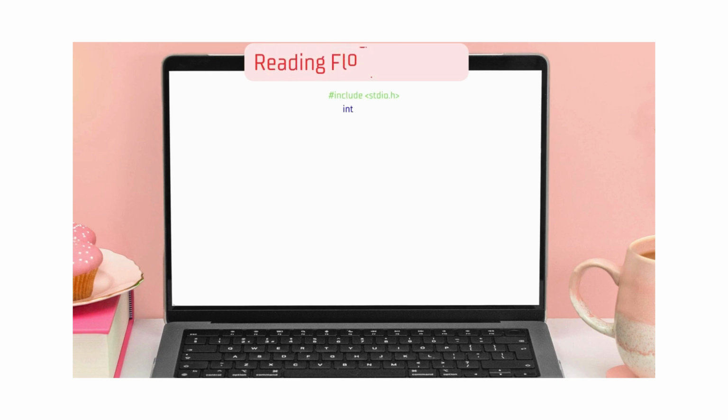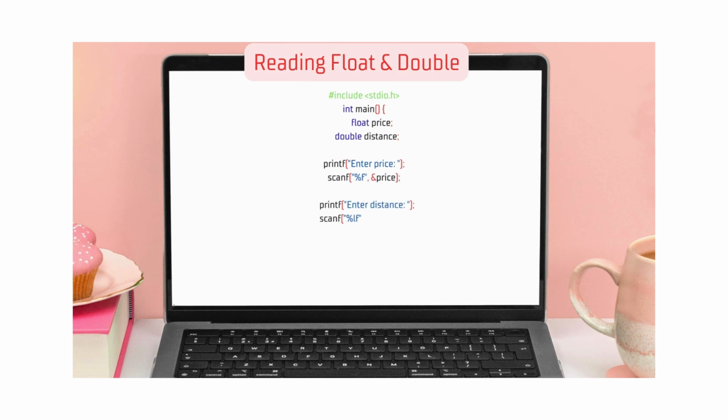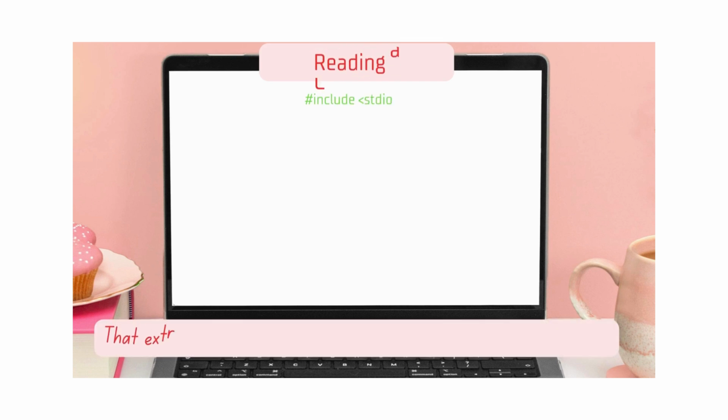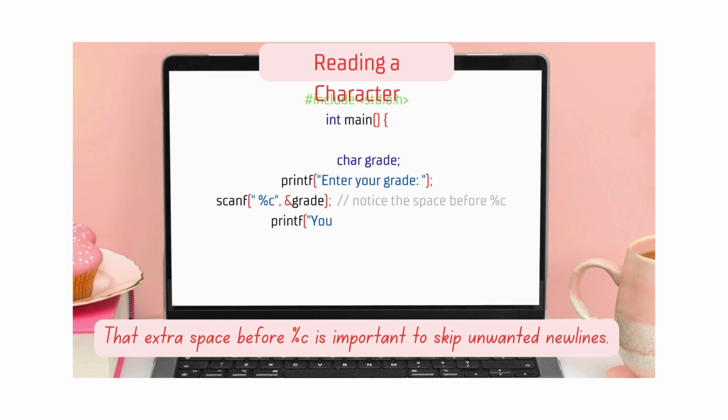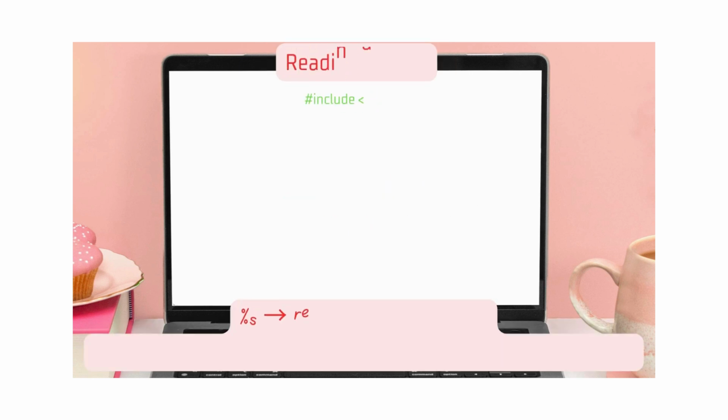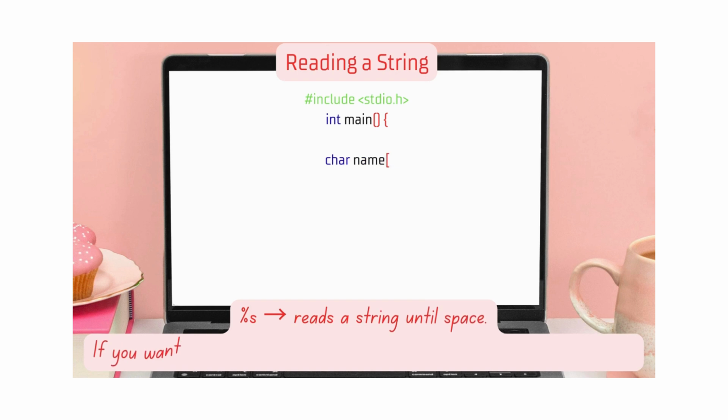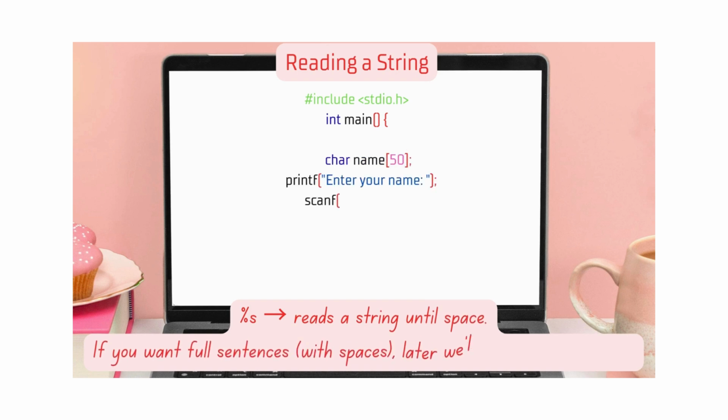Reading float and double. Reading a character. That extra space before %c is important to skip unwanted new lines. Reading a string. %s reads a string until space. If you want full sentences with spaces, later we'll use gets or fgets.